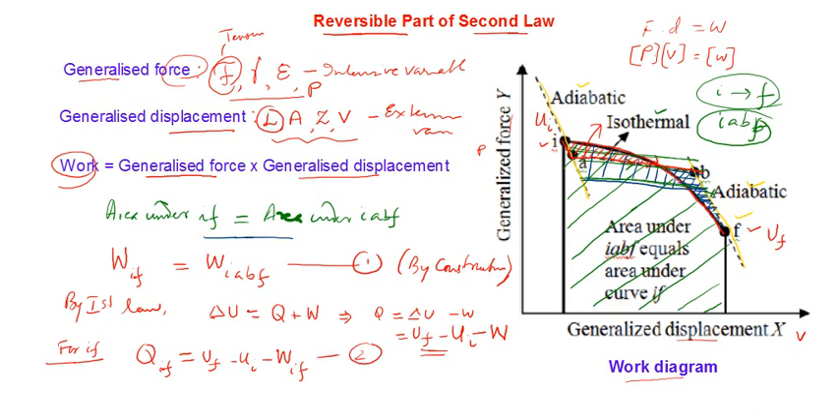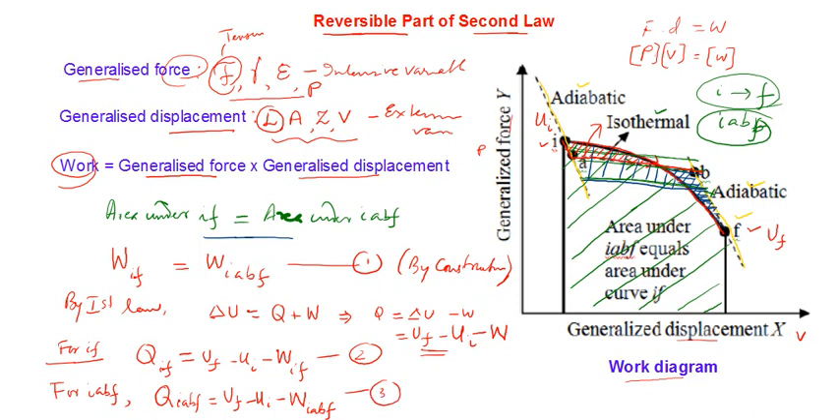Similarly, I write the first law for the other zigzag path that we have constructed, IABF. QIABF is equal to, once again, UF minus UI minus W, which I should label as WIABF, the corresponding value of the work there. This is equation number 3.